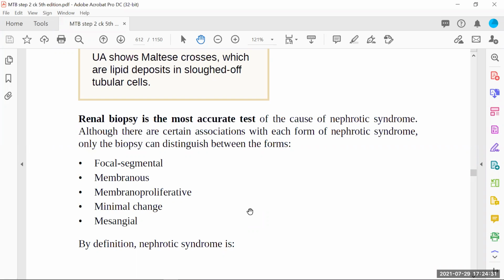So you will think about, okay, focal segmental damage is there, the membranes are involved, membranoproliferative is there, minimal change is there, mesangial is there. So these are all the things based on the histology. So what kind of thing is involved, that will produce the picture.